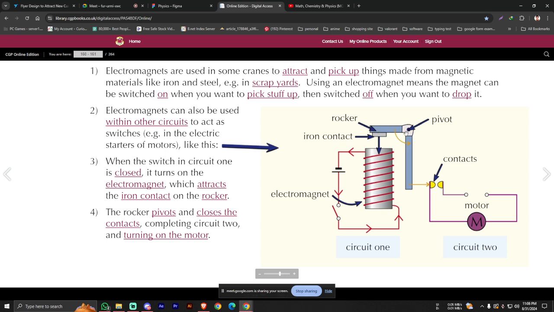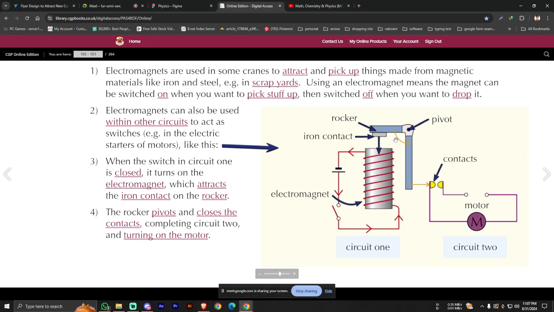So rocker is an element which moves up and down, and here we can see the pivot is the joining point of the two rockers. The pivot is the middle point that we see in a seesaw, same thing. So the joining point of the rocker is called the pivot. Here the pivot is connected to another rocker downwards, and this rocker is connected with a switch on the second circuit, and the second circuit has a motor, of course.